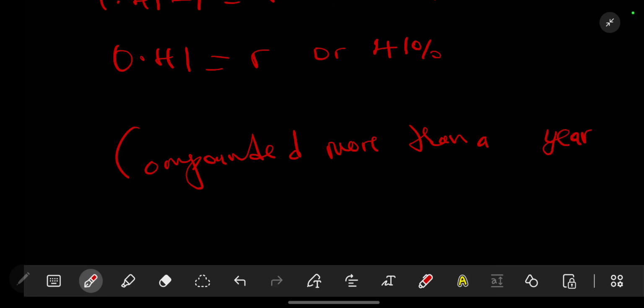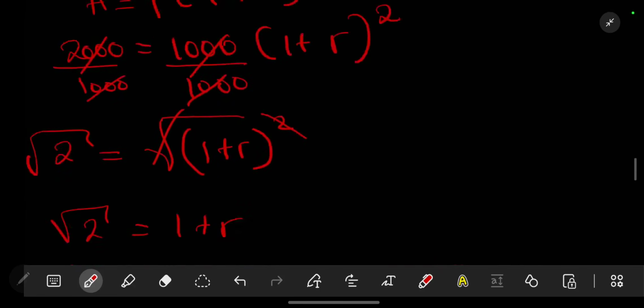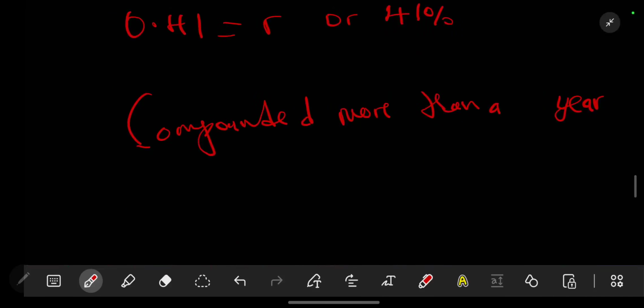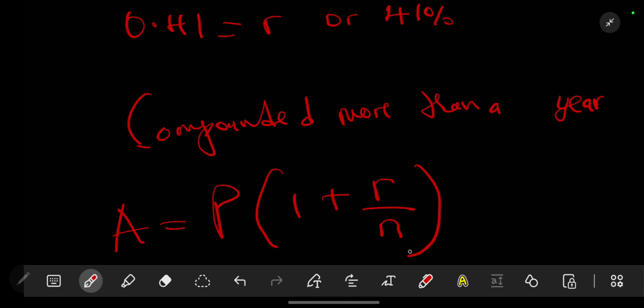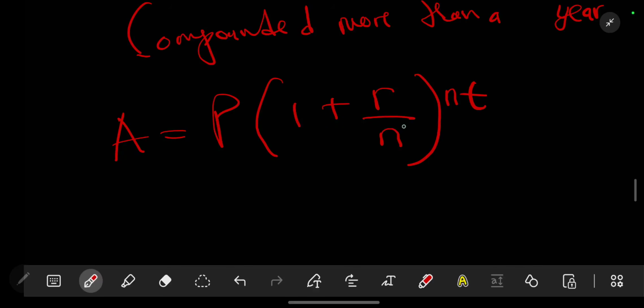If it is compounded more than once a year, meaning instead of just getting the interest, or rather the increase, once, you are going to find that there will be an increase, maybe 2 times, 3 times a year. The formula changes to A should be equal to the principal, open brackets, 1 plus the rate over the n, then to the power of n times the time. So this is the change if it is compounded more than once. So let's solve more questions.